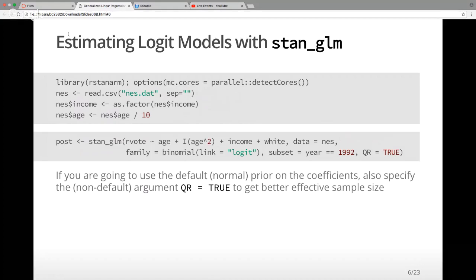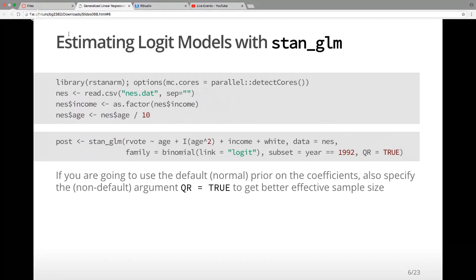Anyway, in stan_glm you put in your formula. Here I put age and the square of age, allowing that to be nonlinear with respect to age, although it's linear with respect to these coefficients. The income factor variable, when you put it in a formula like this, will make a bunch of dummy variables relative to a reference category, which in this case will be the poorest quintile or whatever it may be, and a dummy variable indicating whether the voter is white.